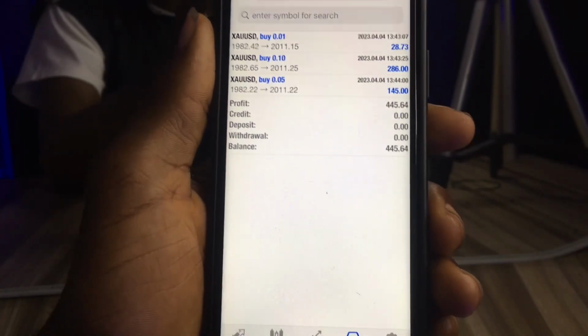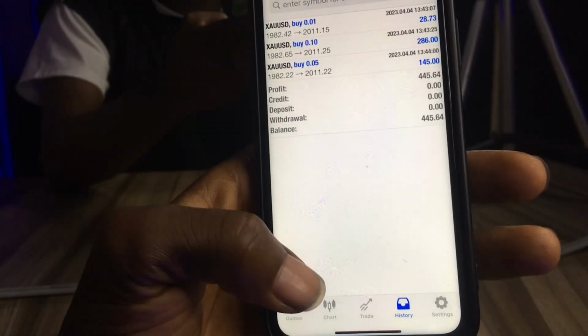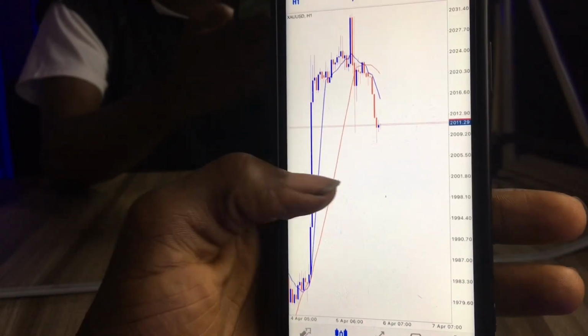Anyway, not going to lie, this trade was risky, but I had to take it because I know what was happening in the market and every one of those things.